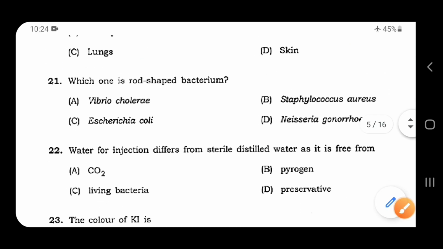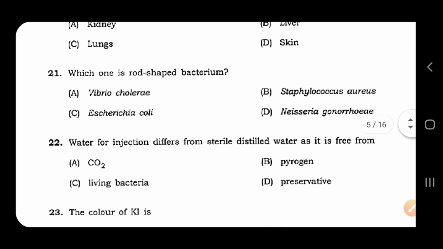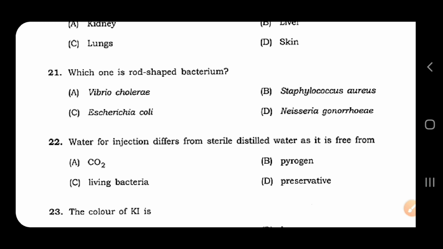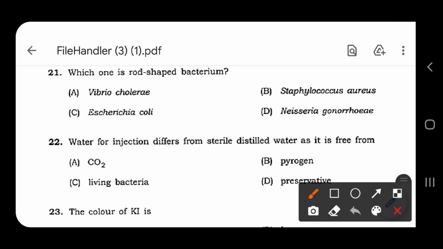Next is question number 21. Which one is a rod-shaped bacterium? The options are Vibrio cholerae, Staphylococcus aureus, Escherichia coli, Neisseria gonorrhoeae. Here Vibrio cholerae is a comma-shaped bacteria, Staphylococcus aureus is a spherical bacteria, Escherichia coli is a rod-shaped bacteria, and Neisseria gonorrhoeae is a coccus. So the correct answer is C, Escherichia coli.